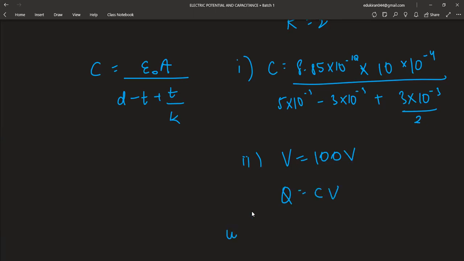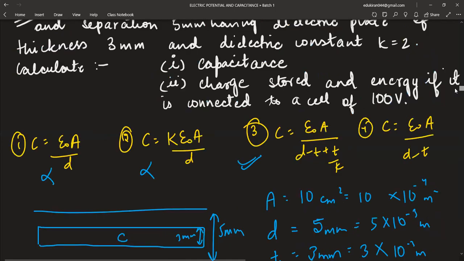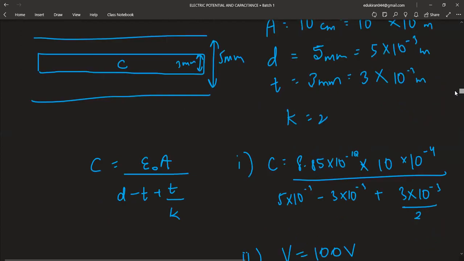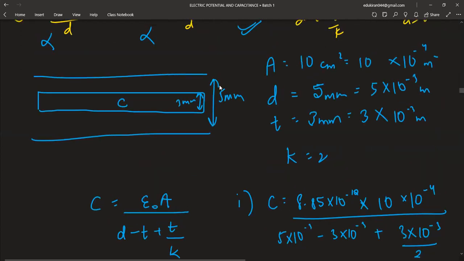Third part is energy. Energy we have not discussed, no? Let's discuss energy. Do one thing, write down these two parts first, then let us discuss energy.